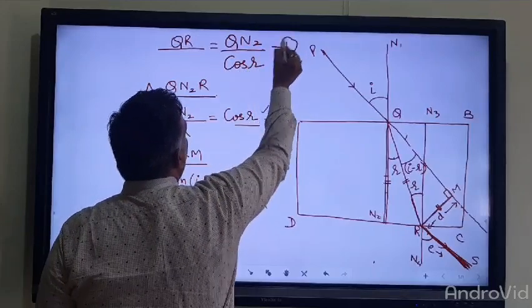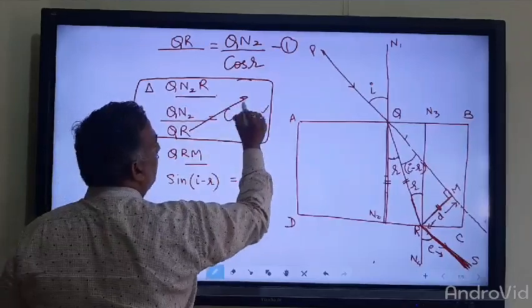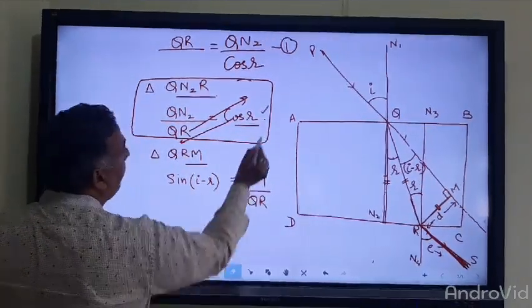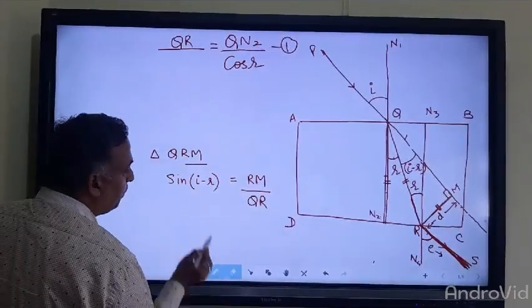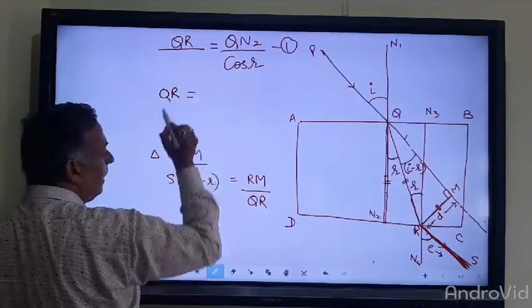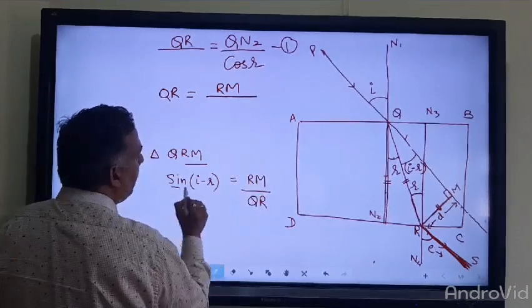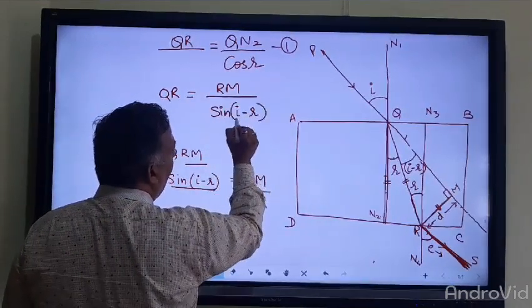This is equation number 1. This I have taken on this side, this I have taken on this side. Now I will take from equation number 2. This is equation number 2. So in equation number 2, QR is equal to Rm upon sine (i minus r).